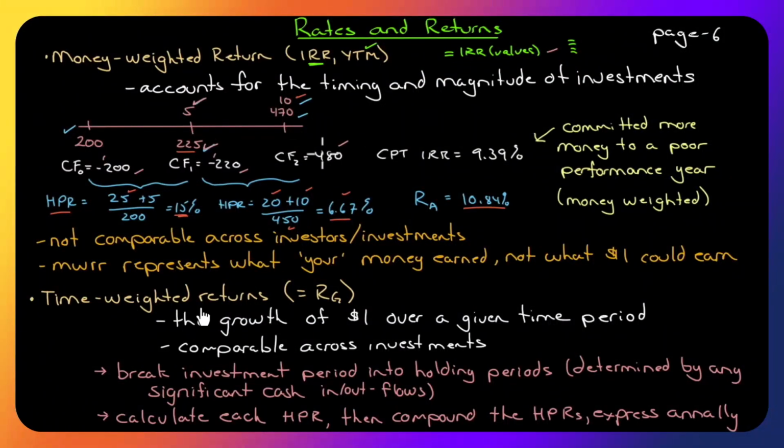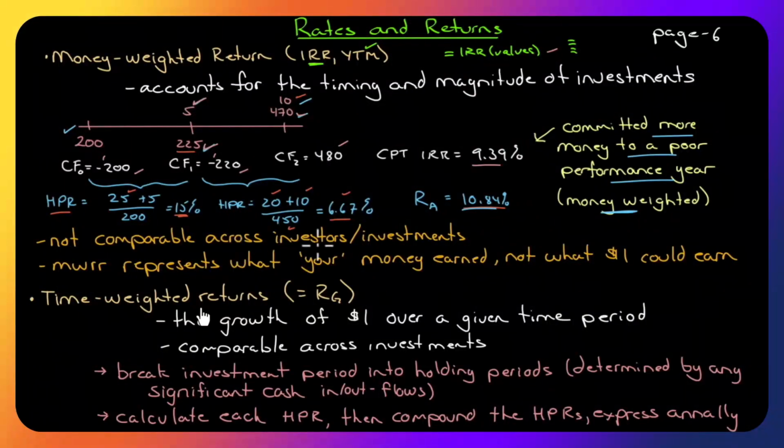We had an inflow of 480 because we got 470, or they're worth 470, so we assume even if we're holding it that it is a cash inflow. 470, we got 10, 480, compute IRR, you get 9.39. 9.39, less than the arithmetic average. Why? We committed more money to a poor performance year. That is why we call this a money-weighted rate of return, because we're weighting the return based on how many dollars we put in the investment.